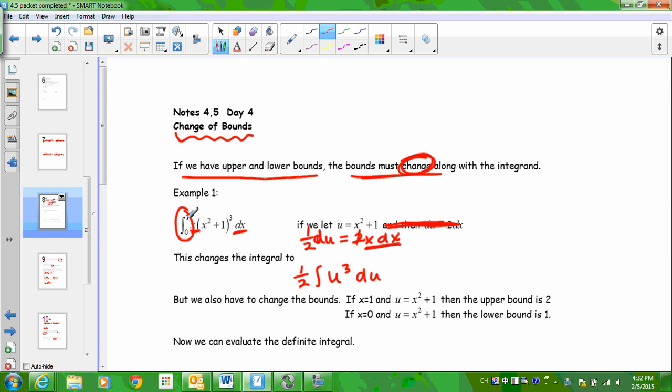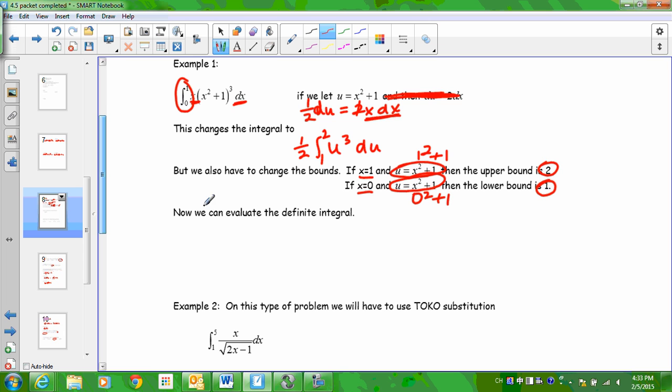However, that 1 and that 0, these are x values. So you have to filter it through that equation, and it changes because 1 squared plus 1, that now becomes a 2. 0 squared plus 1, that now becomes a 1. So my bounds must be also in u. Alright, now the good thing about on this homework is this is as far as you're going to have to go on some of the problems.